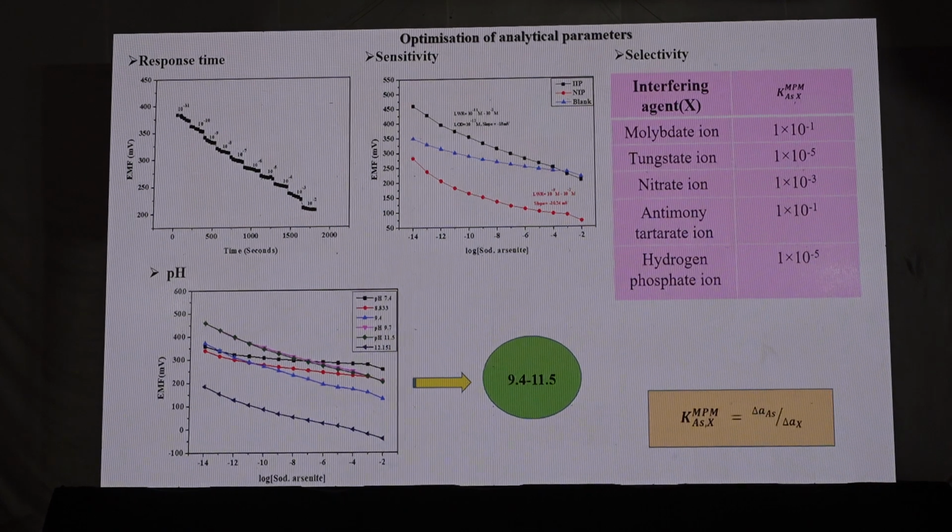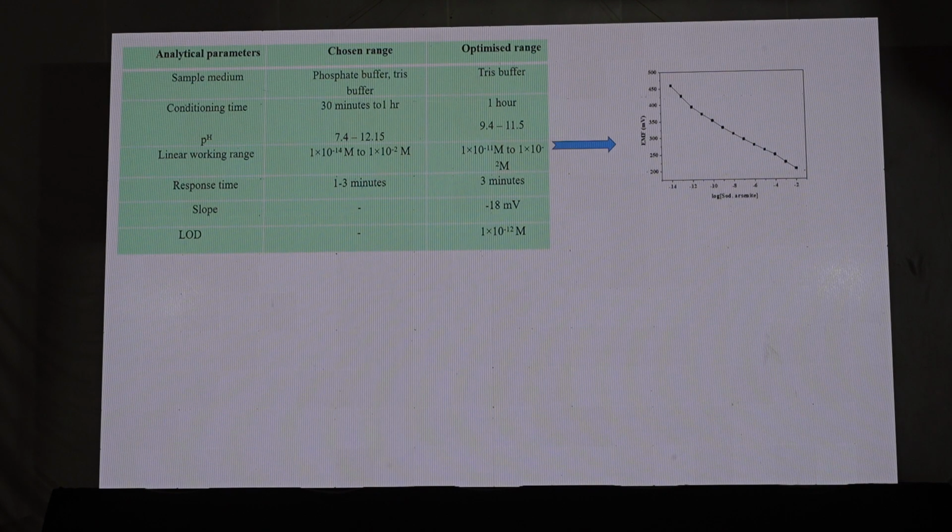Then we checked the analytical performance of the sensor with respect to changing pH ranging from 7.4 to 12.151, and a better and identical response characteristic is observed in the pH range of 9.4 to 11.5, and we optimized the pH as 9.4 to 11.5. So these are the analytical parameters we optimized.